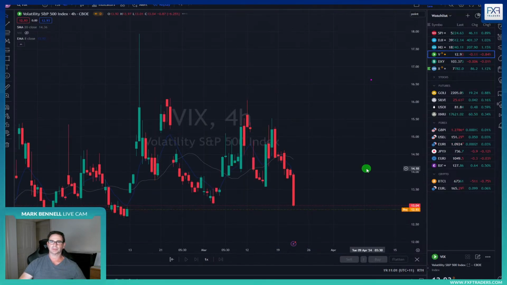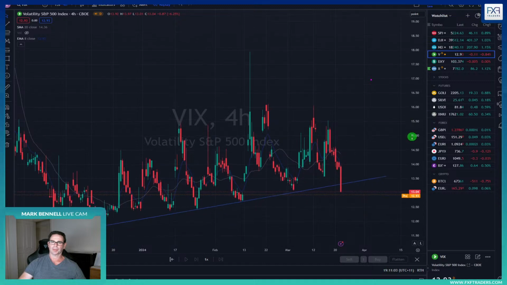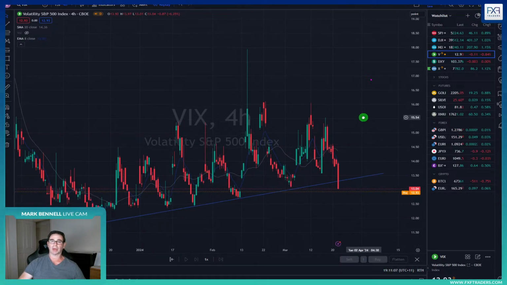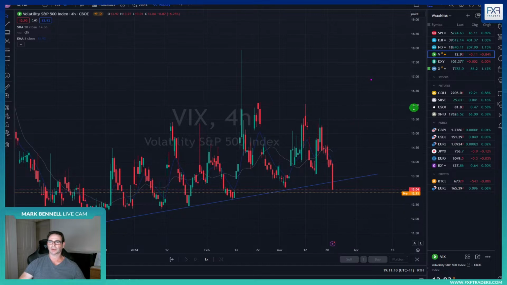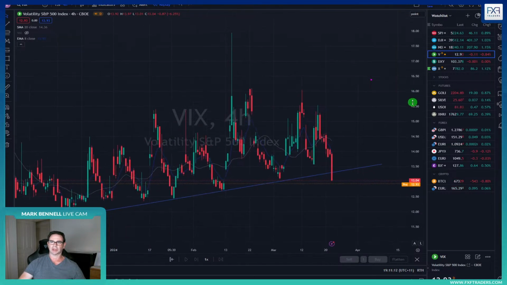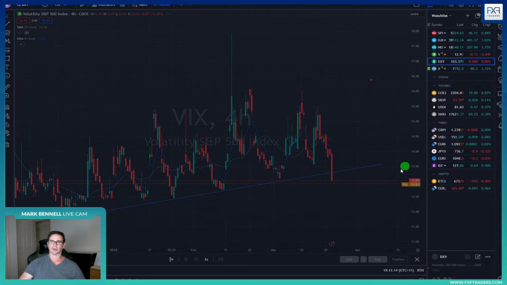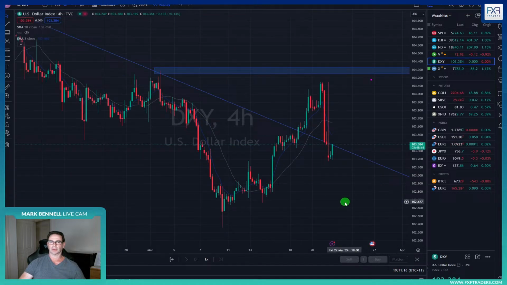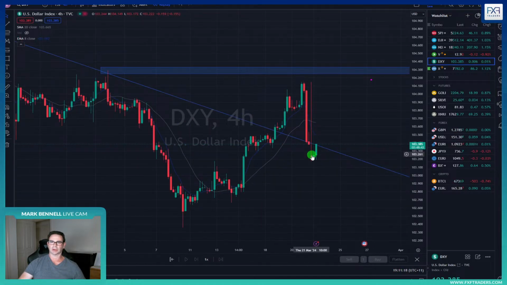The VIX. So the VIX breaking through the trend lines have dropped, so the markets liked that news. What are we interested in, the news or the market's reaction to the news? Dollar index, look at the volatility that went on here.